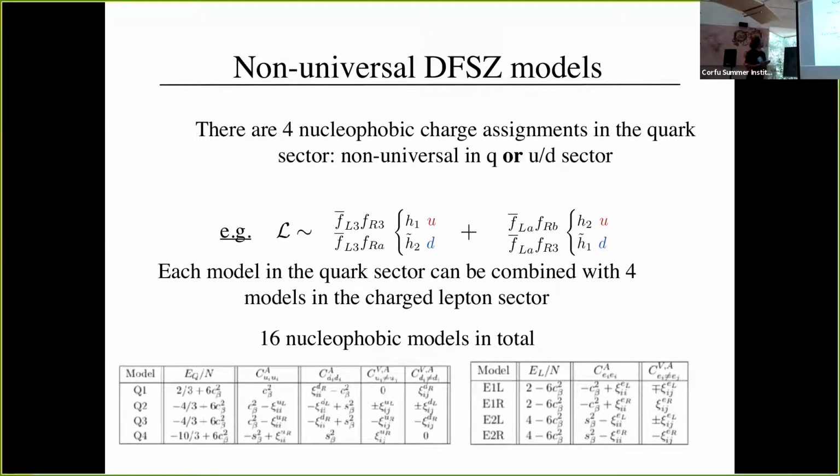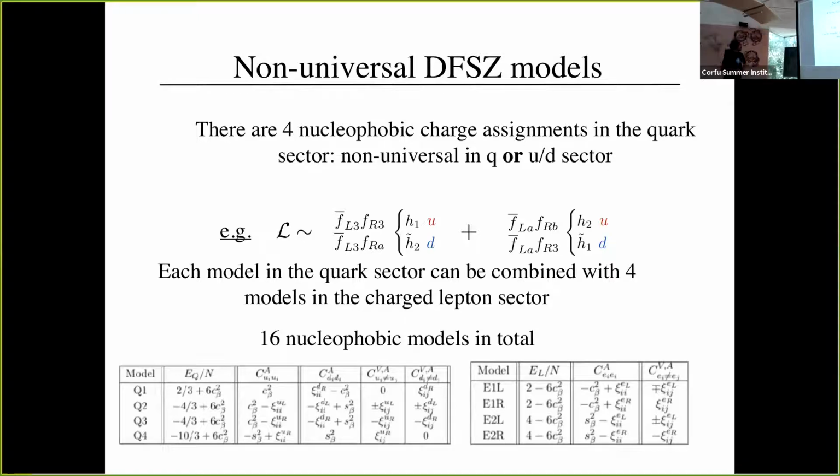So I cannot go much into detail with the models, but just to say that there are 4 charge assignments leading to nucleophobic models, depending whether Q or U, this sector is universal. So basically, different models depend on how given quark bilinears couple to Higgs doublets, whether to one doublet or the other one. And also there is a similar story in the charged lepton sector, where we also have 4 options. So in total, there are 16 nucleophobic models. The couplings are summarized in those tables.